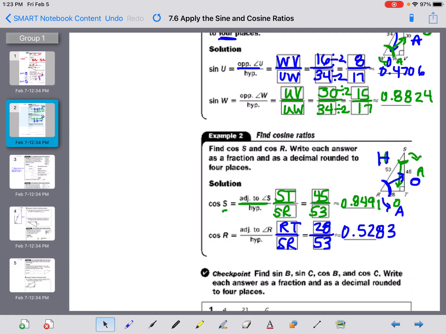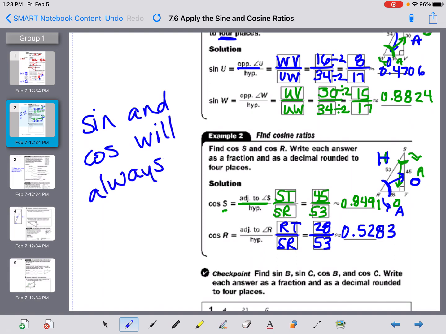Think carefully here. What number always goes on the bottom of all my sines and all my cosines? My hypotenuse. And when you put hypotenuse on the bottom, and hypotenuse is the biggest side every time on a right triangle, I'm always going to have my biggest number on the bottom. So therefore, my sine and cosine will always be smaller than 1, okay? So I'm just going to write you that note over here in the margin. Sine and cosine will always be smaller than 1, okay?